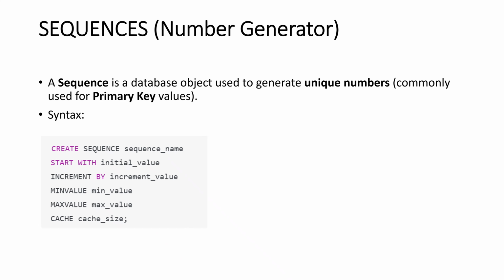Sequences. A sequence is a database object used to generate unique numbers automatically. It is commonly used for primary key values. For example, in an employee table, every employee needs a unique employee number. Instead of typing the number manually, we can use a sequence. The sequence can start from a given value and increase by a fixed number.